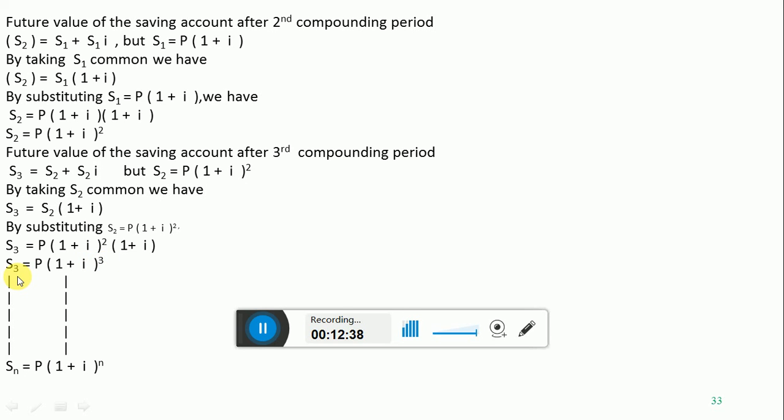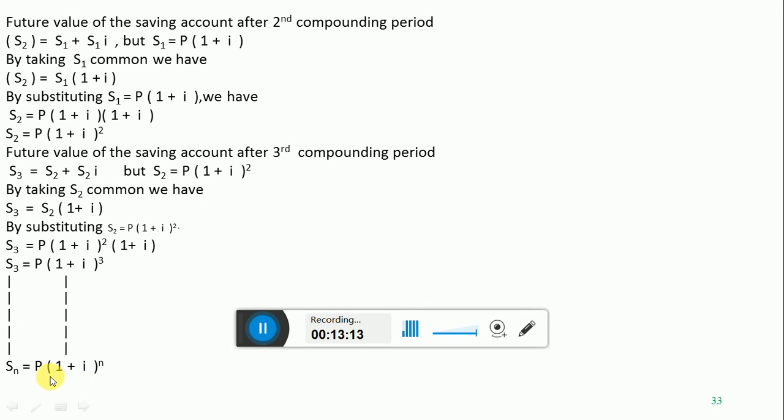Now we proceed, because the investor deposits principal amount P for n number of compounding periods at i% interest rate. So this is the future value of the account after the third compounding period, and likewise after the fourth, fifth, sixth compounding period, and so on. Sn is equal to P into (1 plus i) raised to the power n. This is the future value of the savings account after n number of compounding periods.